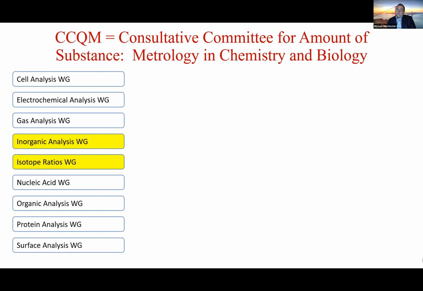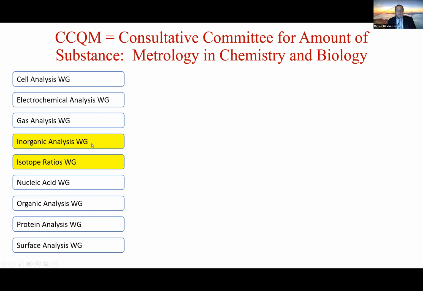The 9 technical, I'll call them technical, working groups that comprise the CCQM are shown on the left-hand side of the screen. And you can see we cover a very broad range of activities from cell analysis, that is biological cells, to classical methods like electrochemistry, and also part of the electrochemical analysis working group is classical analytical chemistry, things like gravimetric analysis and titration, gas analysis.